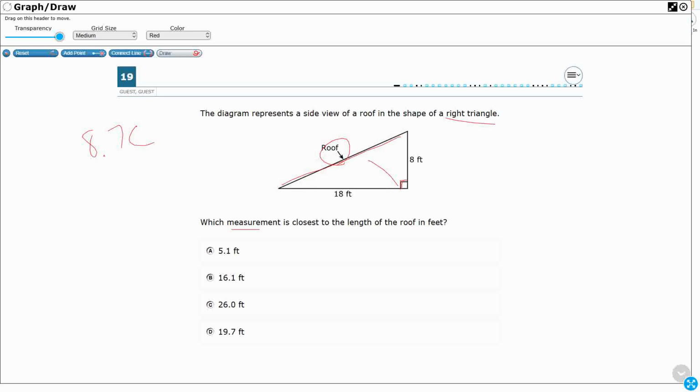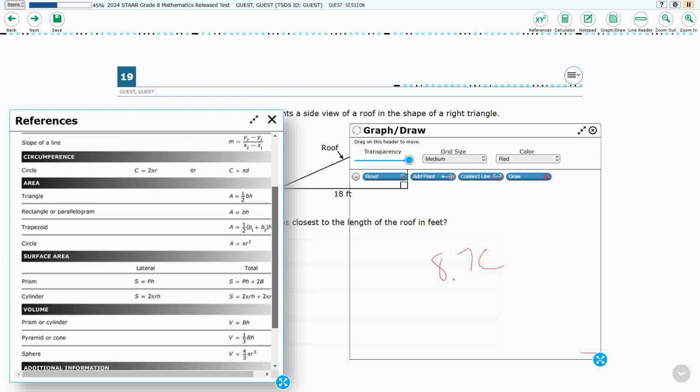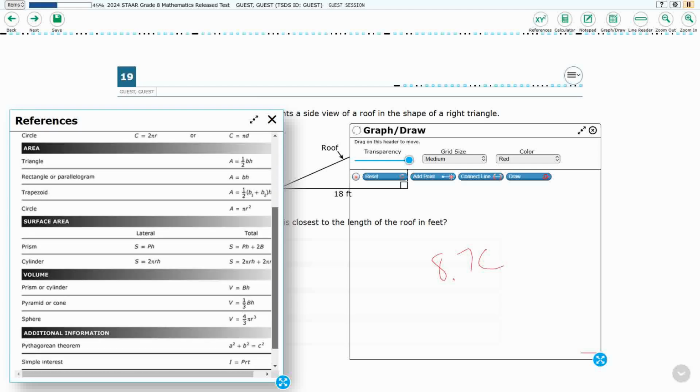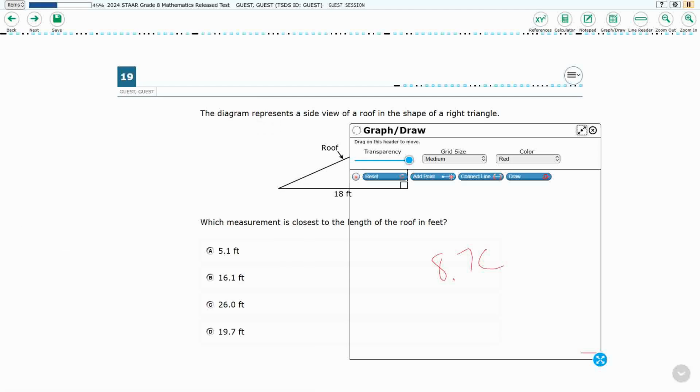Remember, the side opposite our right angle has a special name. It's the hypotenuse. We know all kinds of things about hypotenuse and right triangles. We'll get into more when we take geometry in high school. But the one thing that we need to know in 8th grade is the Pythagorean theorem. A squared plus B squared equals C squared. You see it right there at the very bottom.